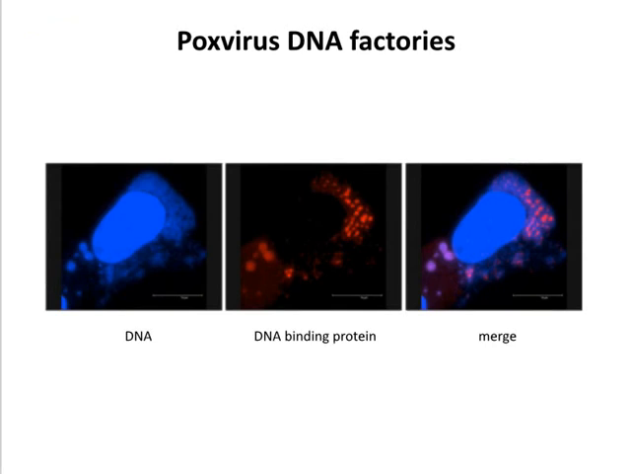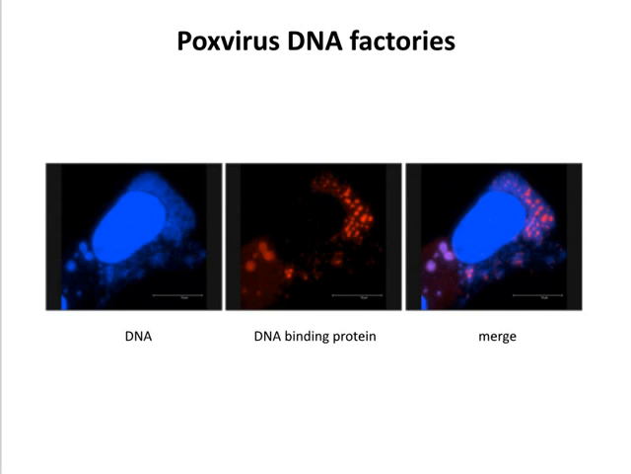So this is an experiment showing you where poxvirus DNA replication occurs. These are immunofluorescent photographs. On the left, we're staining for DNA. So you can see the cell nucleus, of course, has DNA. You can see DNA in the cytoplasm as well. So this is a poxvirus infected cell.